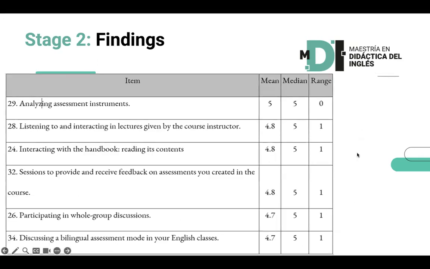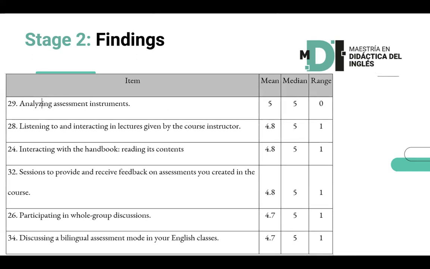And from the quantitative point of view, in terms of the activities, this is what the teacher said: analyzing assessment instruments was top. And notice that here the range is 0. What does that mean? Everybody, all 16 teachers, agree that analyzing assessment instruments is the most useful activity to learn about assessment.